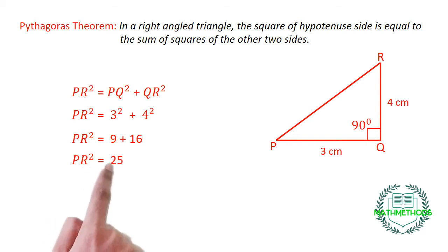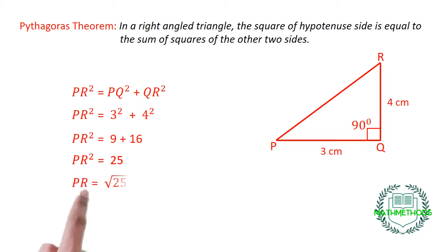If PR squared is 25, then what is the value of PR? PR equals the square root of 25. PR equals 5. You saw now how we used Pythagoras theorem to find the hypotenuse when the other two sides of a right triangle were given. Now let's take another example where the length of the hypotenuse and one of the other two sides is given and we are required to find the length of the third side.